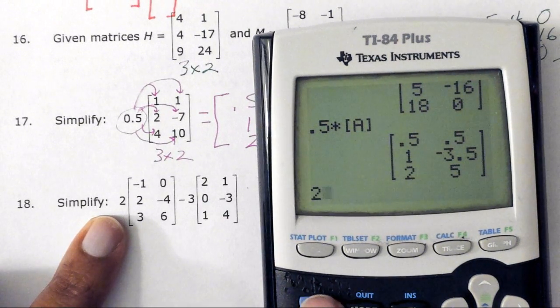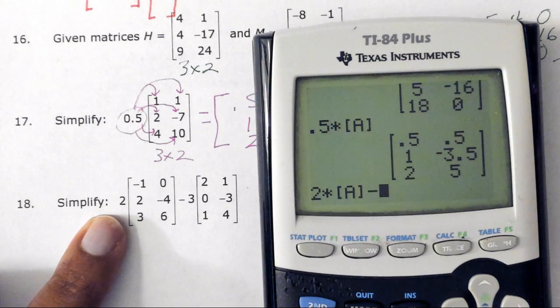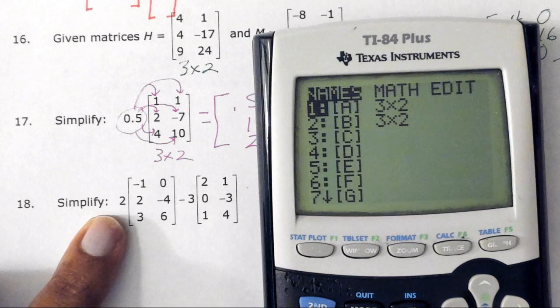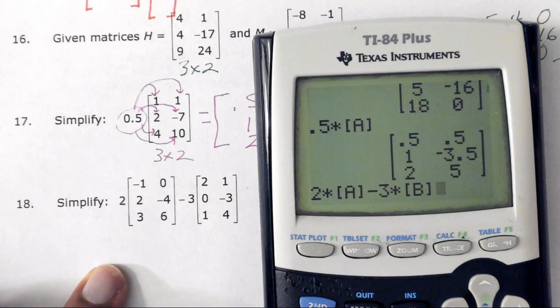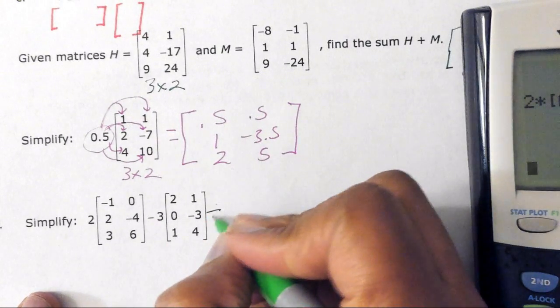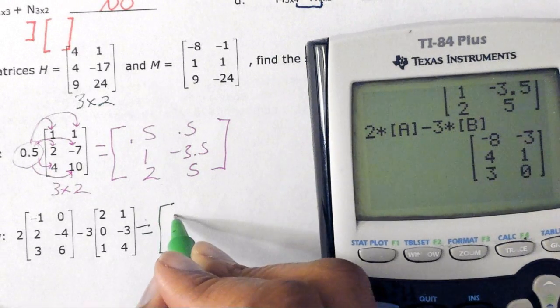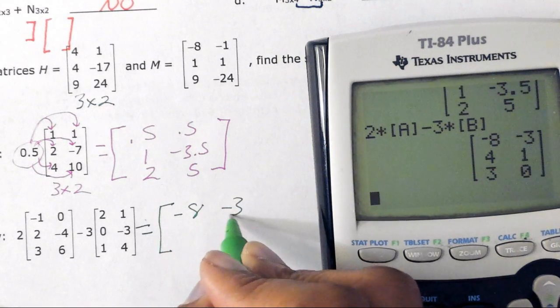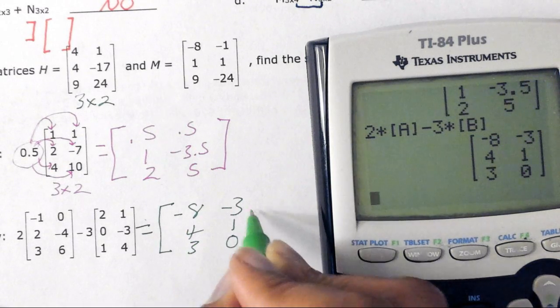2 times our first matrix, which is A, minus 3 times our second matrix, which is B. All set? Press enter. Voila. You have your answer. Our answer is the matrix -8, -3, 4, 1, 3, and 0.